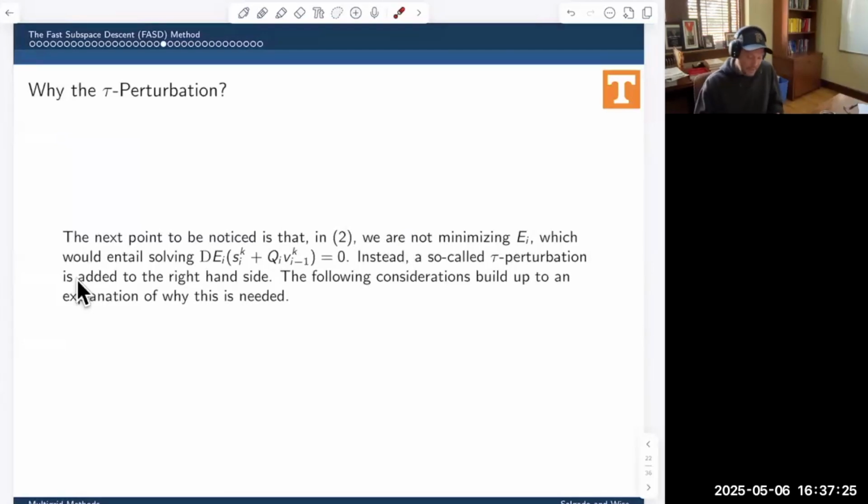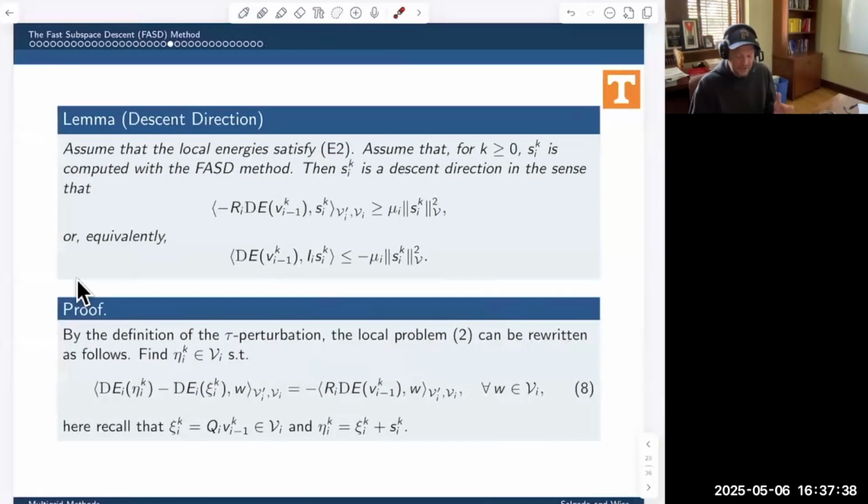Now, I'm going to get back to this momentarily. Why the tau perturbation? That's something you should be keeping in the back of your mind always, and I'm going to come back to this point a little bit later. Why the tau perturbation? Well, it turns out the structure is exactly right to make something vanish, or not necessarily vanish, but it's going to make a term something that we can deal with nicely.